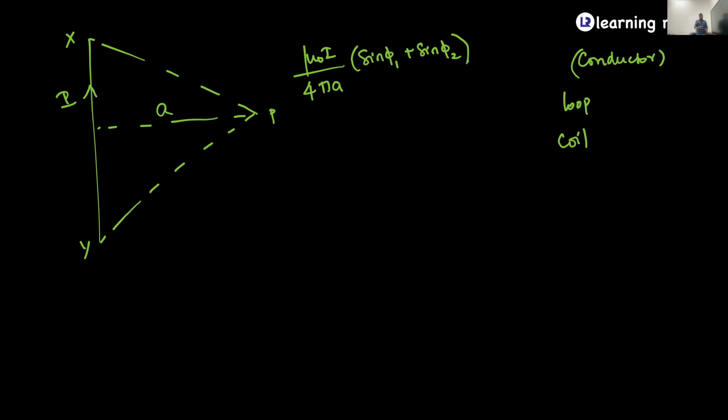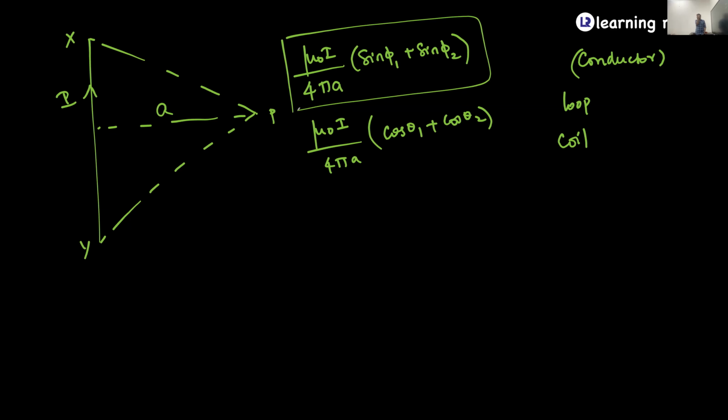If you refer to some books, you will have mu naught I divided by 4 pi A, and instead of sine phi 1 plus sine phi 2, you will have, let's say, cos theta 1 plus cos theta 2. Both are correct, provided you know what is phi 1 and phi 2 and what is theta 1 and theta 2. So the one that we derived is this thing.